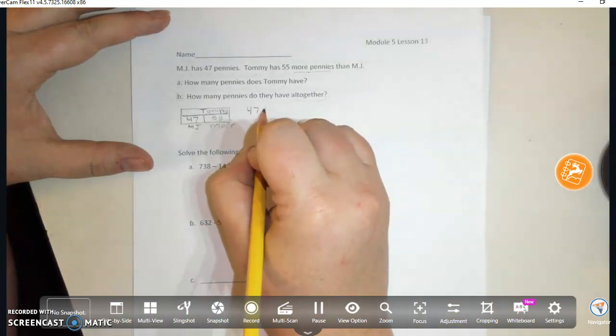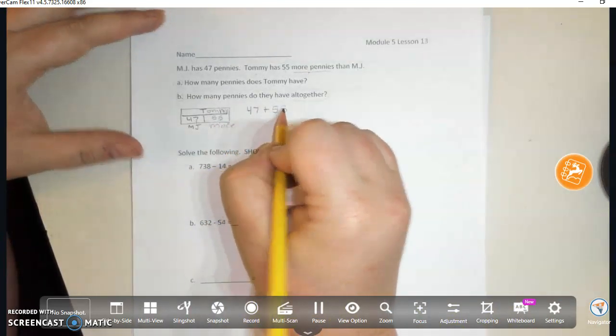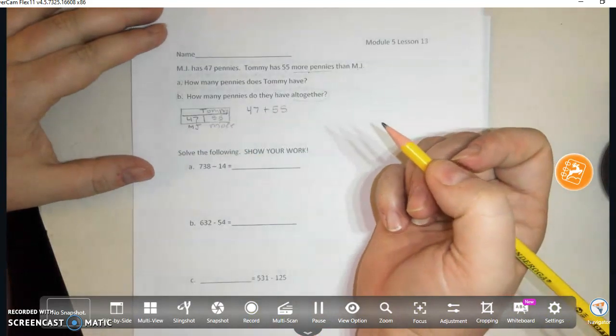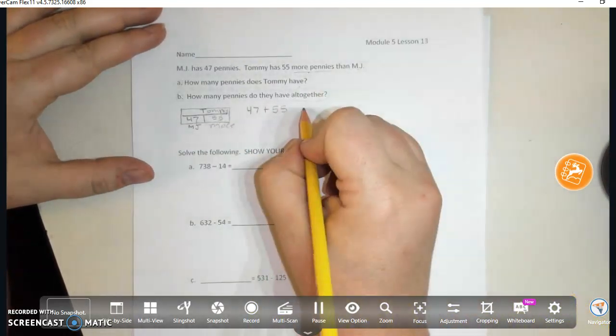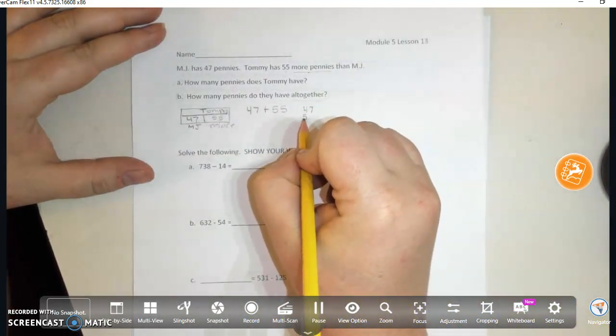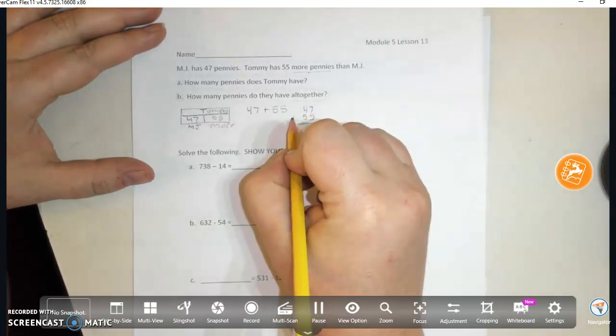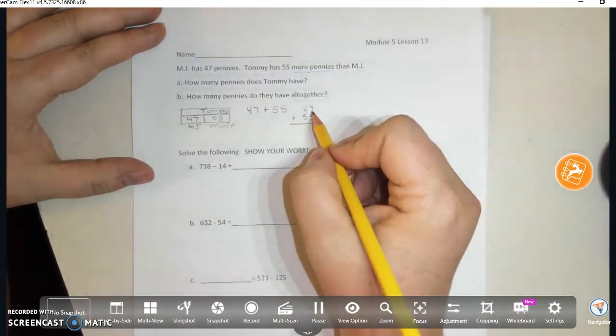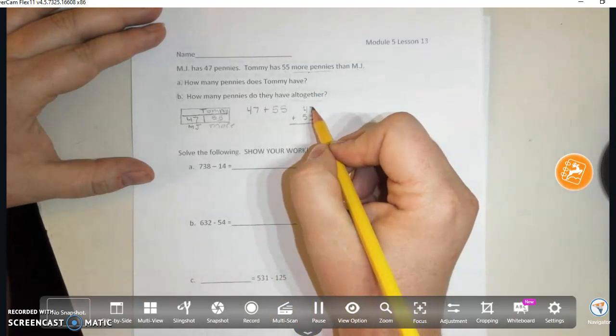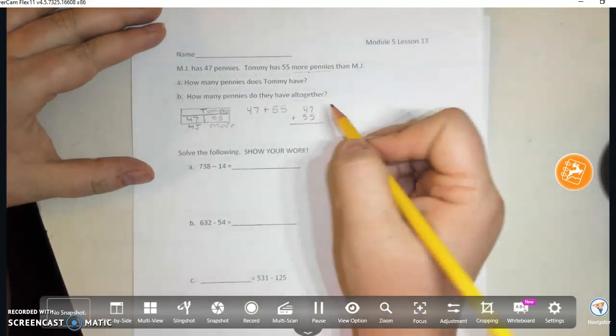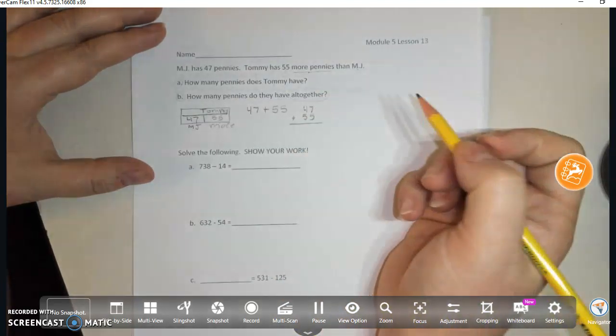47 plus 55. I'm going to use partial sums to solve, which means I have to stack it. 47 and 55. 7 plus 5. Well, I know that I can give 1 to a 5, making that 6 plus 6. I also just know 7 plus 5 is 12.